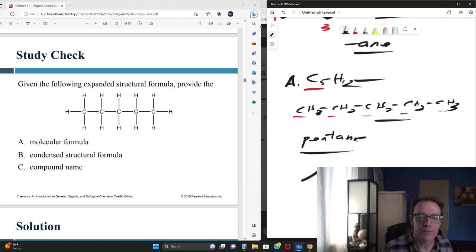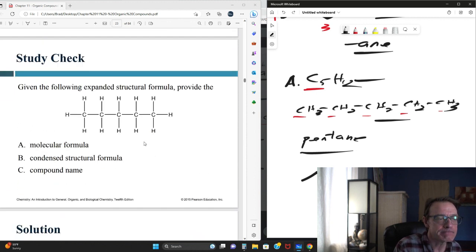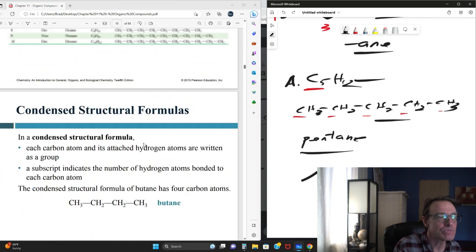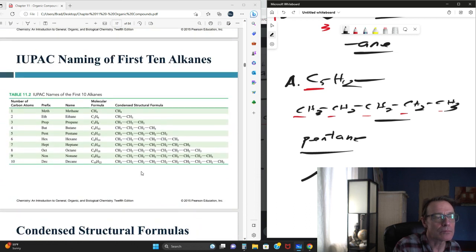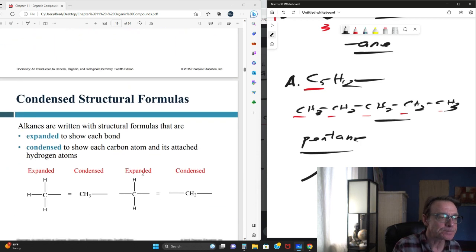1, 2, 3, 4, 5. That is pentane as well, as long as we're going through all of our options. Exactly. Precisely right. You nailed it.